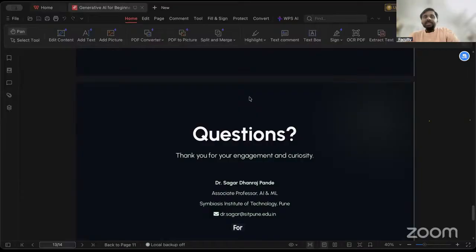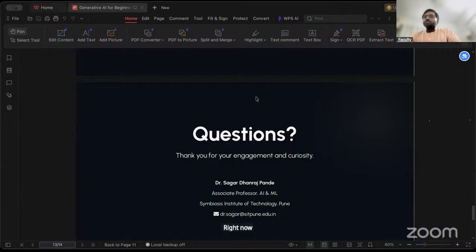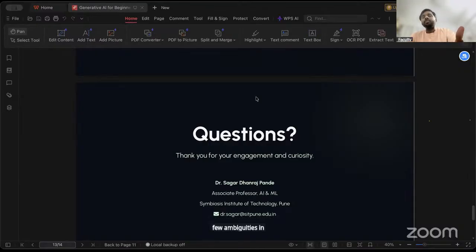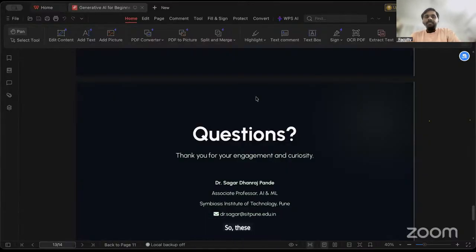For videos, which LLM is used, and for coding, which LLM is used? So for coding, I would suggest Codex is good, and for videos, right now multiple tools are available, but I would not recommend anyone, because you will still get a few ambiguities, as hallucination is there in video generation. So for coding, Codex I would recommend, or else you can go for Notebook LM. These tools I would recommend.